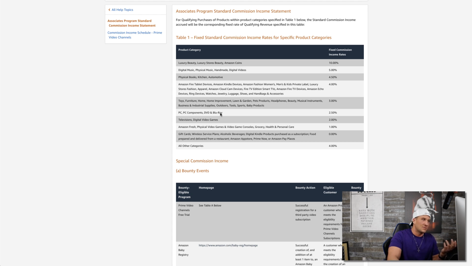So you can see that PC components, DVDs, are like 2.5%. Electronics are, I believe, 4%. I think I get 4%, somewhere right here. Yeah, 4% probably right here, if not all of the categories for the electronic cameras.